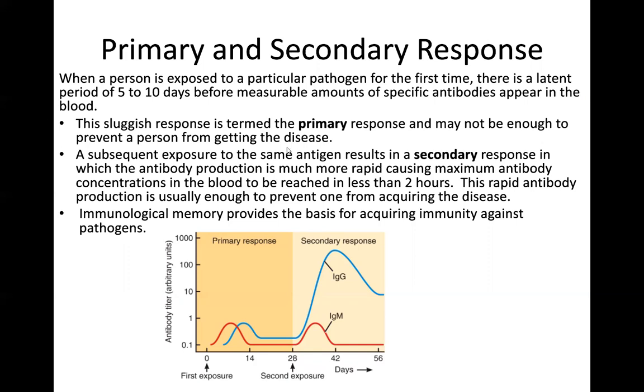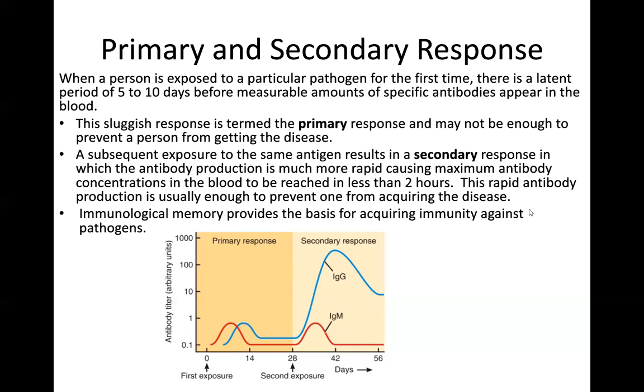But if you are exposed a second or third or fourth time, what we're going to see is that our production of antibodies is very, very rapid. I mean, we're talking maximum antibody concentration in the blood being reached in less than 2 hours. It took 5 to 10 days, over a week in some cases, almost 2 weeks with a primary response, and now it's a couple hours. And this secondary response typically is going to be enough to prevent one from acquiring the disease.